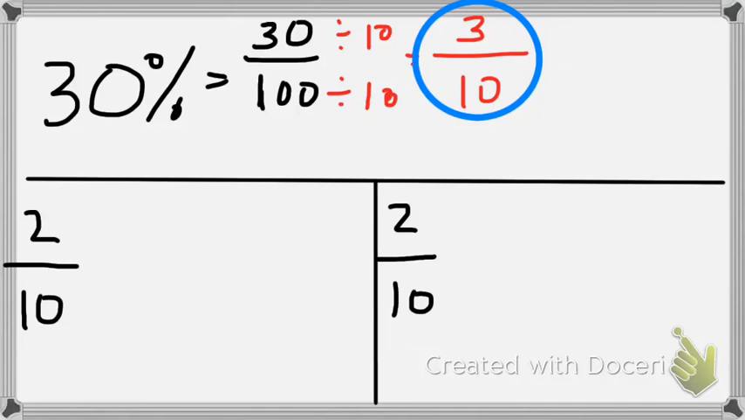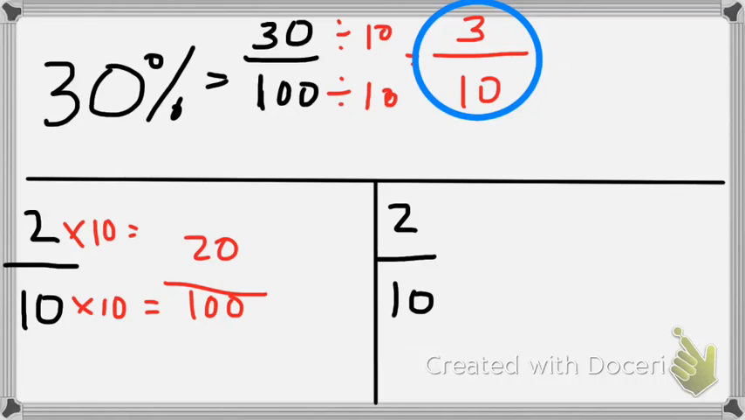Now we're going to change a fraction to a percent. Two ways we can do this. One way is if we can get our denominator and change it to 100. That can be done by multiplying 10 times 10 equals 100, and 2 times 10 equals 20. So 20 over 100 is 20%.